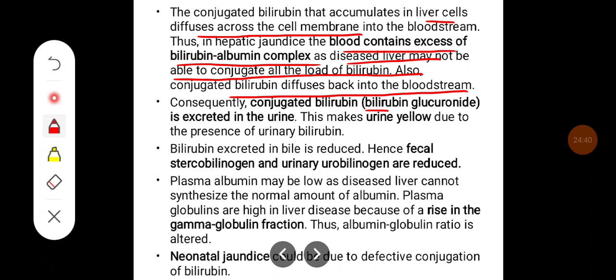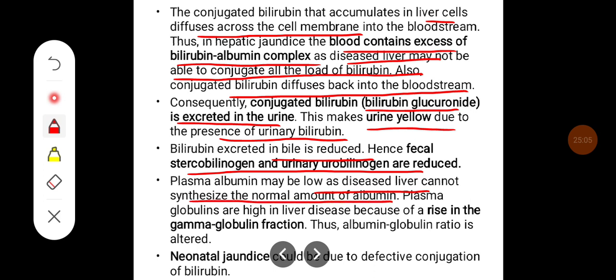Consequently, the conjugated bilirubin, that is bilirubin glucuronide, is excreted in the urine. So this makes urine yellow due to the presence of urinary bilirubin. Bilirubin excreted in the bile is reduced, hence fecal stercobilinogen and urinary urobilinogen are reduced. Plasma albumin may be low as the diseased liver cannot synthesize the normal amount of albumin. Plasma globulins are high in liver disease because of the rise in the gamma globulin fraction. So thus the albumin globulin ratio is altered. Neonatal jaundice could be due to defective conjugation of bilirubin.